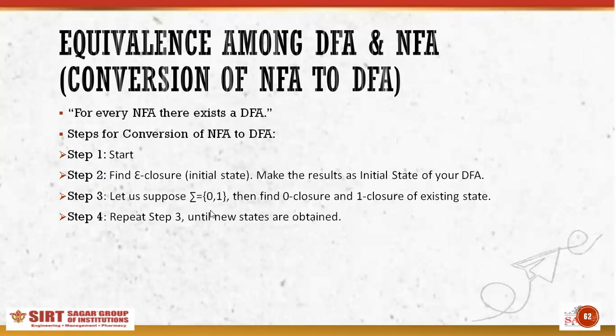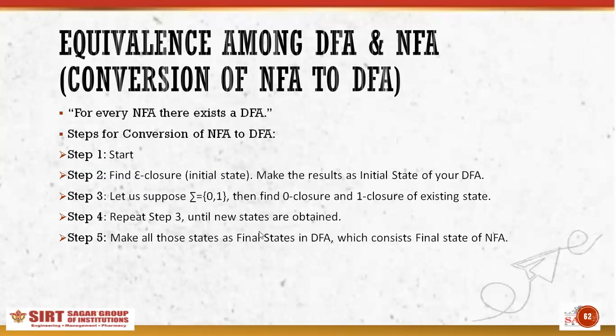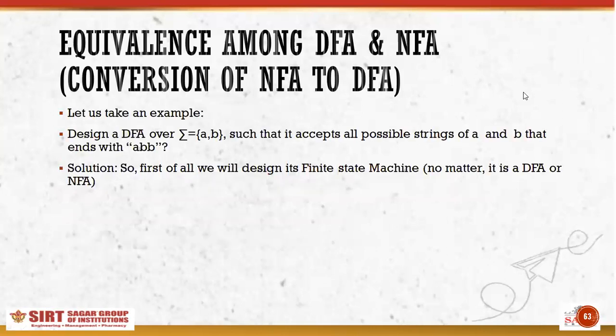We will continue this step, repeating step 3, until new states are obtained. We'll stop once we stop getting new states, and then we have to decide the final states of the DFA. The final states of the DFA will be the states which contain the final states of the original NFA machine. So these are the steps you have to remember while converting an NFA to a DFA. Now I will help you understand this concept by taking an example.